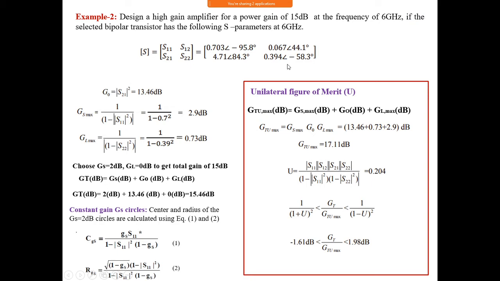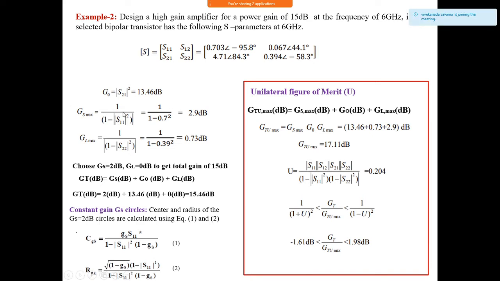So we saw in the previous class, this is not a unilateral device. S12 is not equal to 0, as we can see here. Even if it is not equal to 0, we can apply unilateral design equations, which we discussed in the previous class, like GS maximum, GL maximum. Those are the approximated equations by assuming a unilateral case.